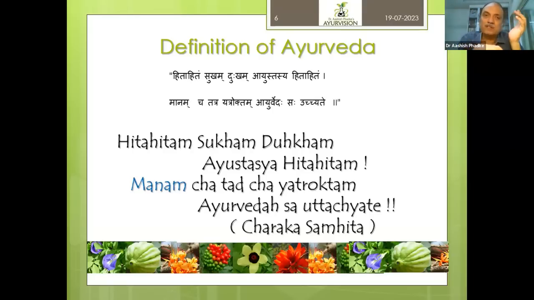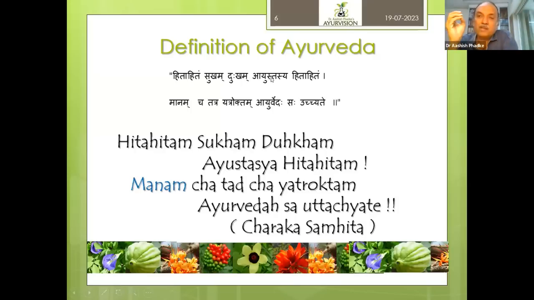So all those things have been mentioned with a specific measure. Manam cha tacha yatra uktam. So with a particular standard, with a particular measure, not just loosely, that discipline is termed as Ayurveda, right? So hita and ahita, ahar, hita ahita kar vihar, all that is specific to your life. And sukhakar and dukkhakar, pleasurable and non-pleasurable deeds with reference to your mind.